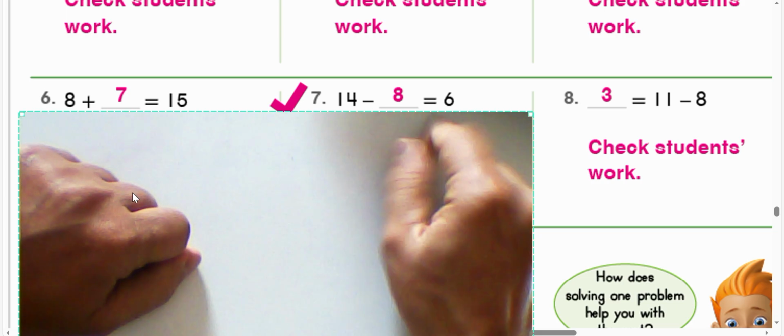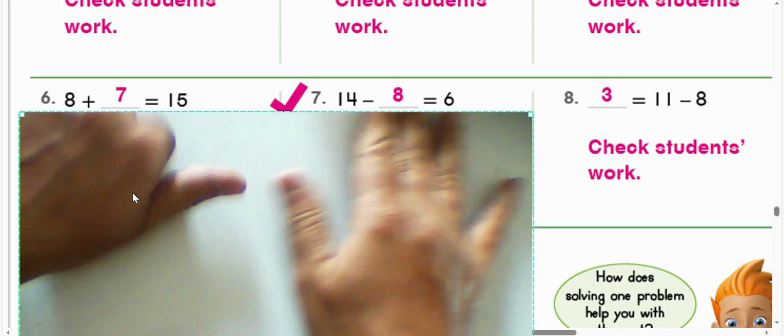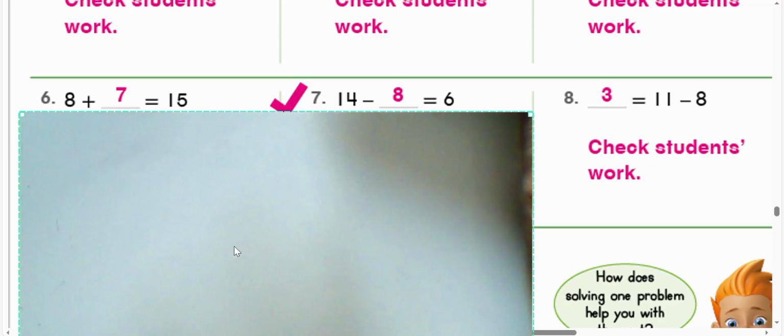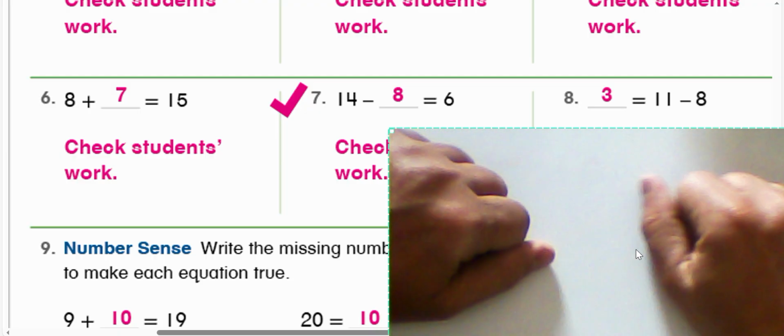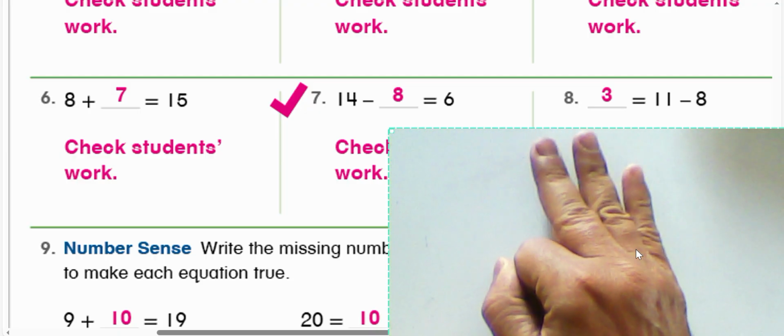14 minus what equals 6? After 8, 9, 10, 11, 12, 13, 14. 8 plus 6 equals 14. And here 11 minus 8: after 8, 9, 10, 11. Then 11 minus 8 equals 3.